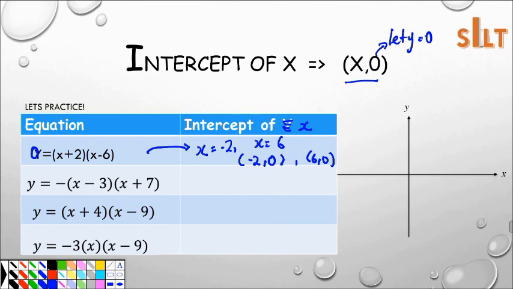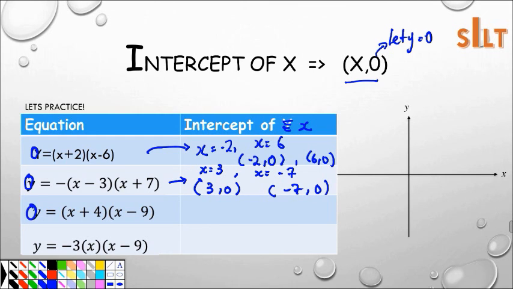Very good. The second example, check your answer. When this is 0, we say that the value of x is equal to 3 or x is equal to negative 7. So very quickly I can write 3, 0 or negative 7, 0. Now similarly, when this is 0, we have negative 4, 0 and 9, 0. The last example, when y equals 0, I will have 0, 0 and 9, 0.